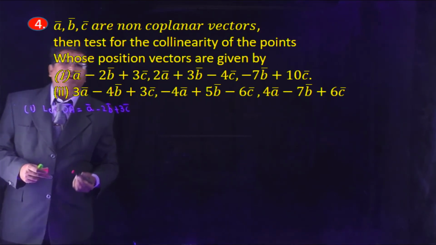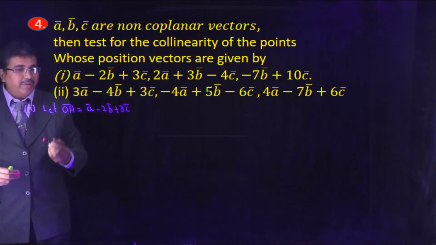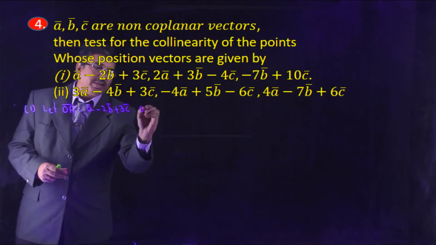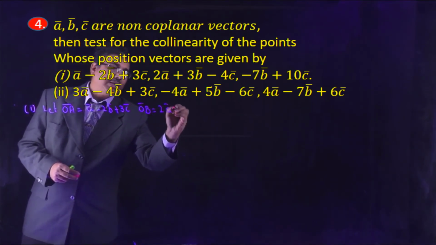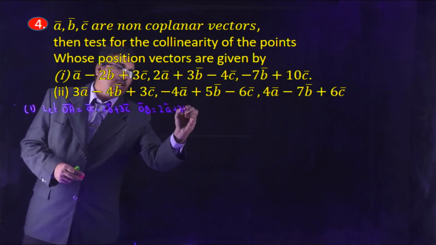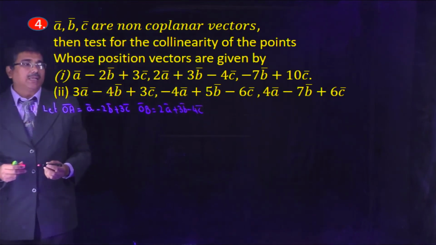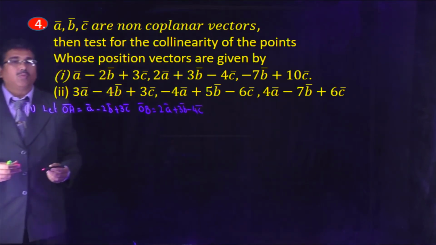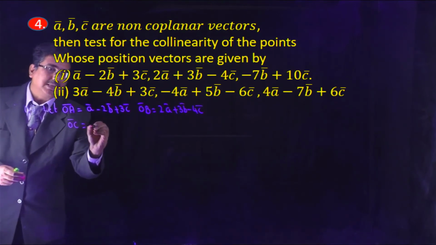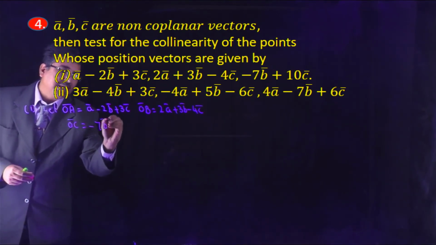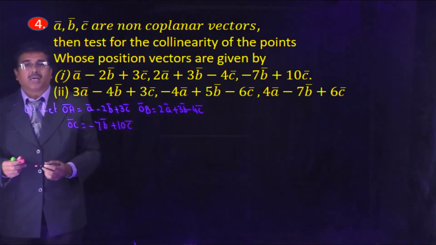OA bar is equal to A bar minus 2B bar plus 3C bar. OB bar is equal to 2A bar plus 3B bar minus 4C bar. That is OB bar, and OC bar is equal to minus 7B bar plus 10C bar, right?